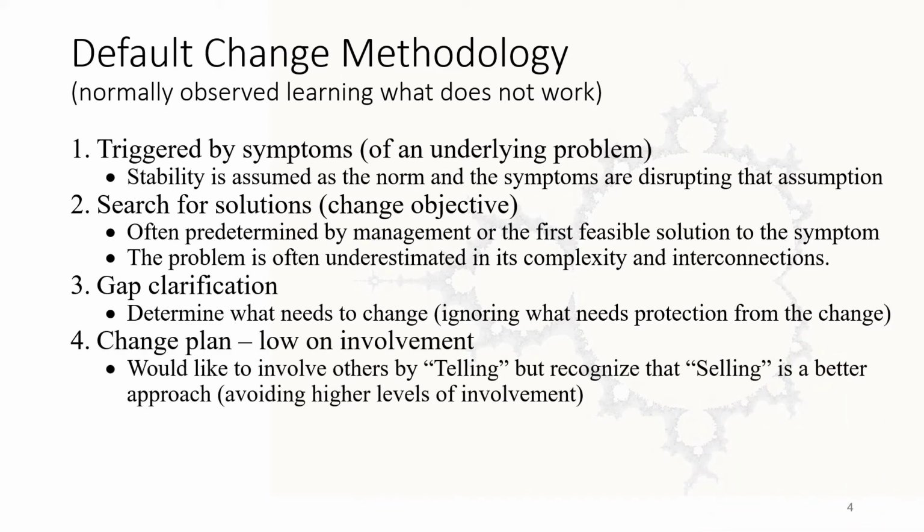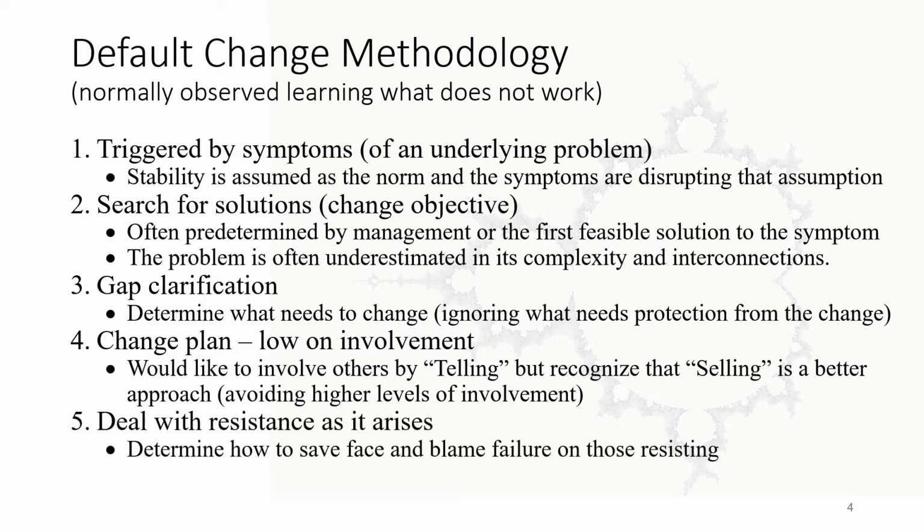Fourth then is the change plan. Again, too often it is low on involvement. We generally like to use a telling approach, telling someone what to do. We recognize that the telling approach isn't really feasible, so they default to a selling approach. This really ignores the three higher levels of involvement itself that we'll talk about separately.